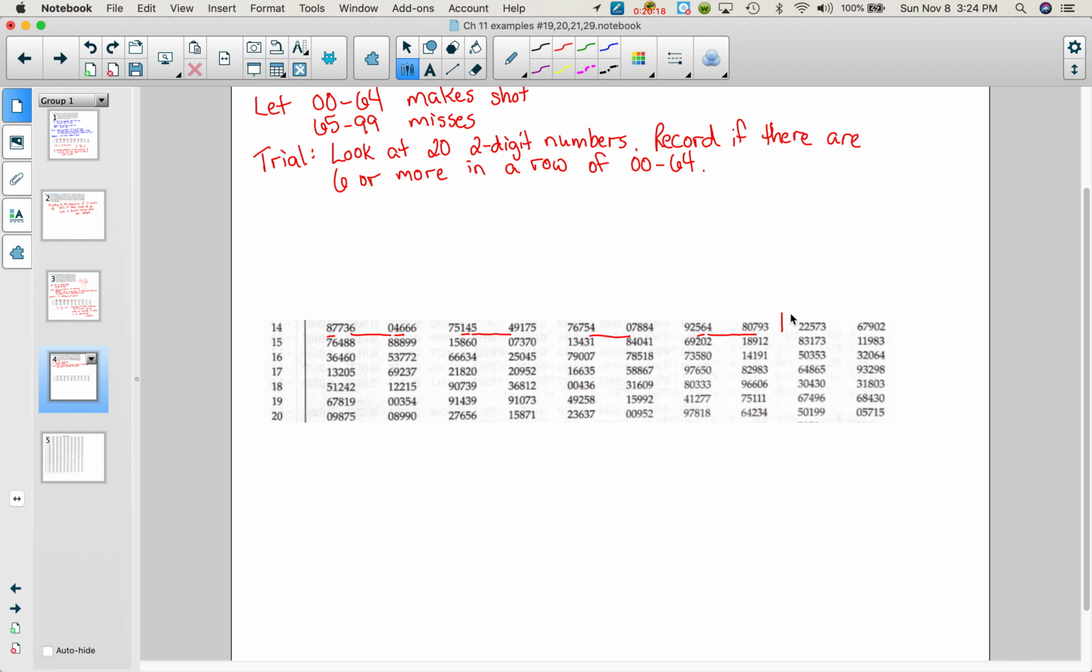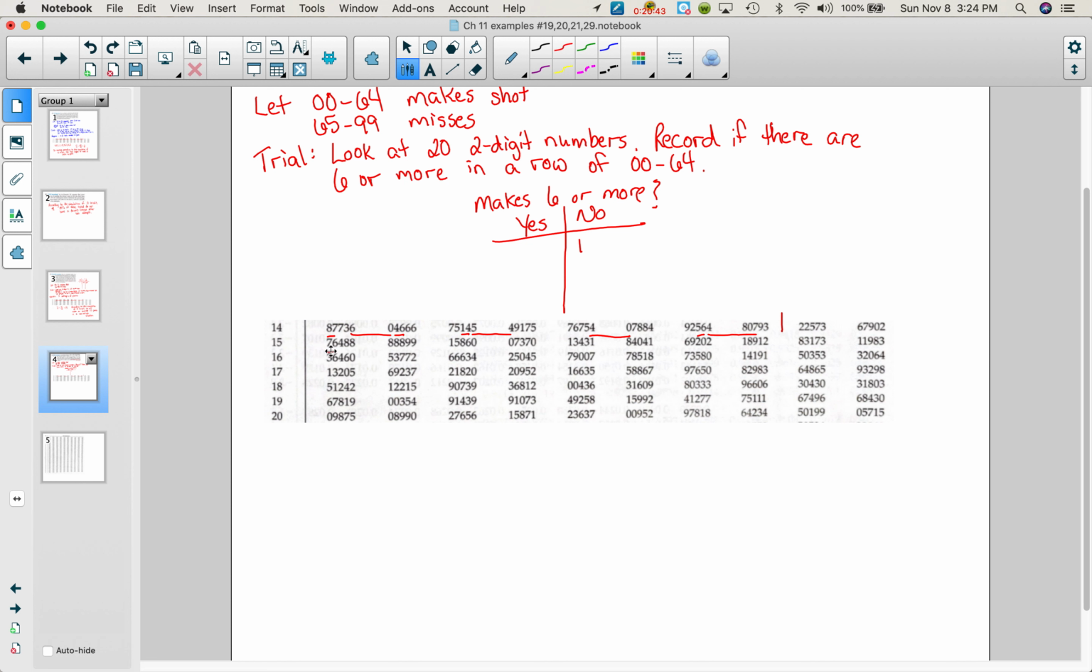So in my first trial, because really all I need to know is makes 6 or more, so we're going to have a yes and a no. So my first trial was a no. So then I would go to the next one. I'm just going to do a second trial.